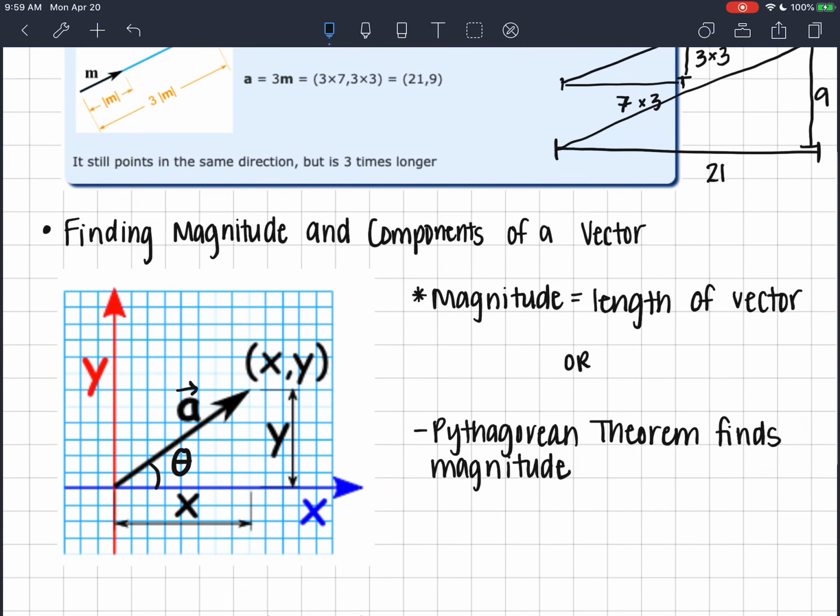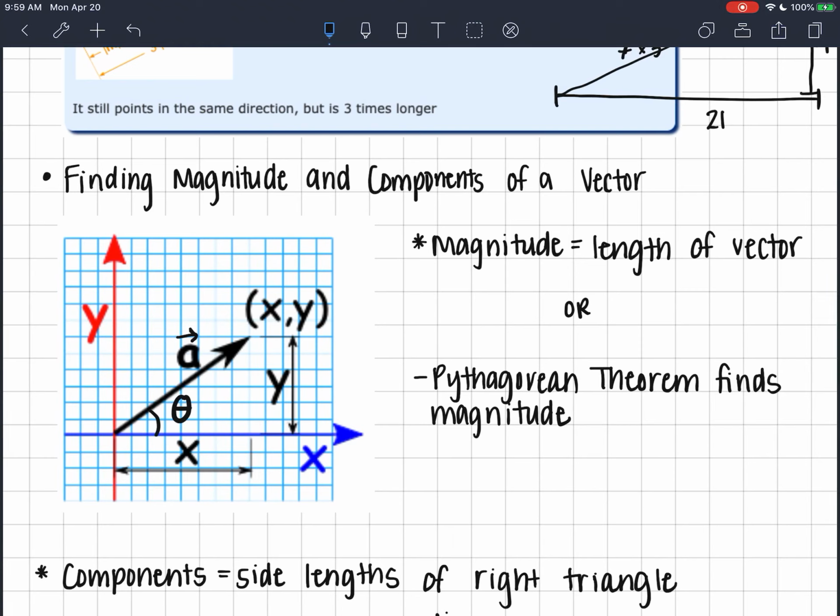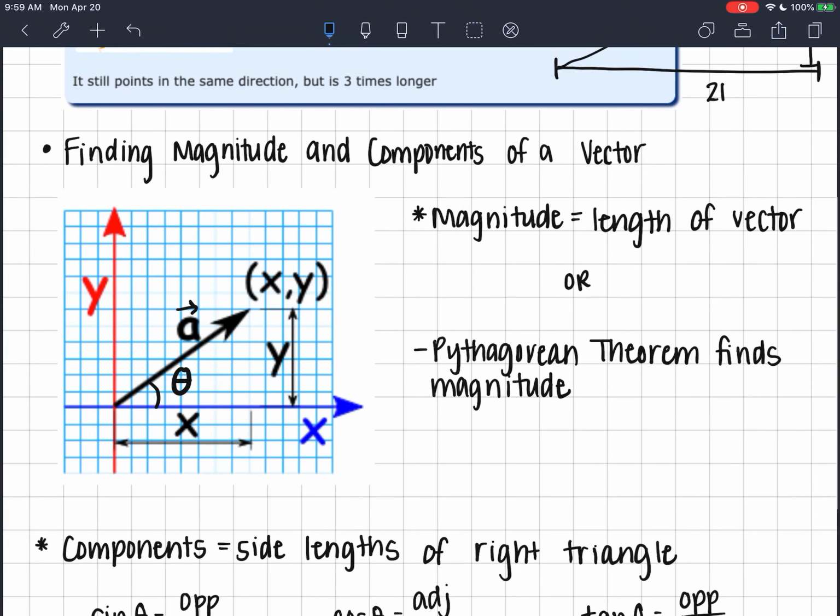Now let's say that we wanted to find the magnitude or the components of a vector and it was unknown to us. We were just given limited information, but we wanted to calculate it. So the magnitude of a vector is the length of the vector. Now the notation that we use for magnitude is a little weird. So let's look at this picture here.